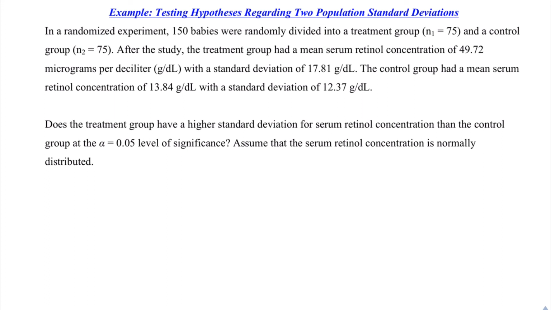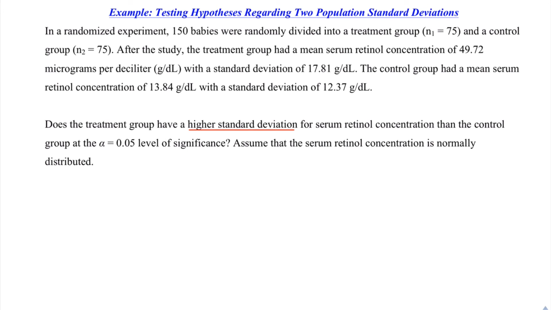The point of saying all that is after all that confusing information, we see the sentence that helps clarify what we're actually trying to accomplish. We're asked, does the treatment group have a higher standard deviation for this concentration than the control group, at the alpha being a 0.05 level of significance? As soon as we see higher standard deviation, we know to head into our 2-sample F test, especially when they tell us to assume that the concentration is normally distributed. So we're all set, and we get to jump into our hypothesis test.